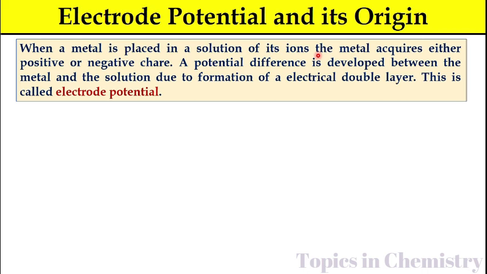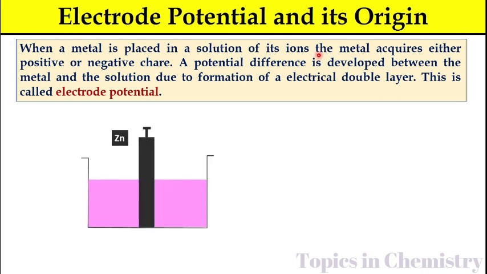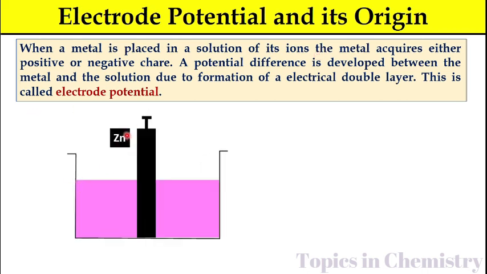For example, if you consider zinc metal when it is dipped into its electrolyte zinc sulfate, then it gains either positive charge or negative charge, and a potential difference is developed between the metal and the solution due to formation of an electrical double layer. So this is called electrode potential. Now we have to explain it.